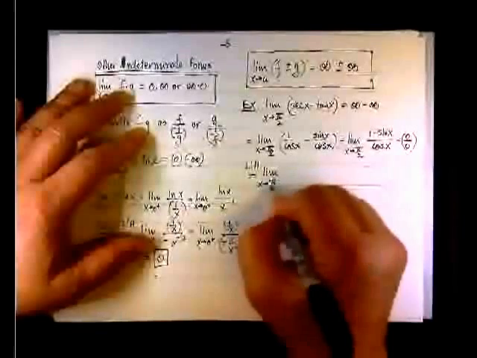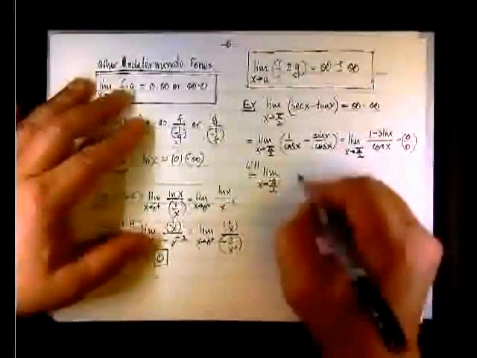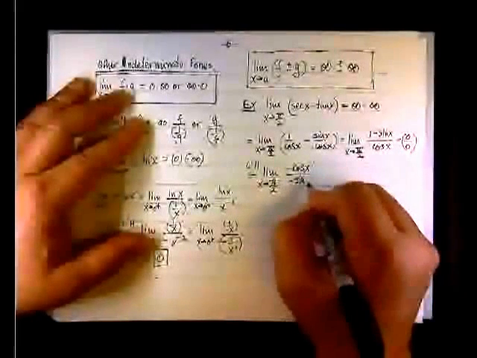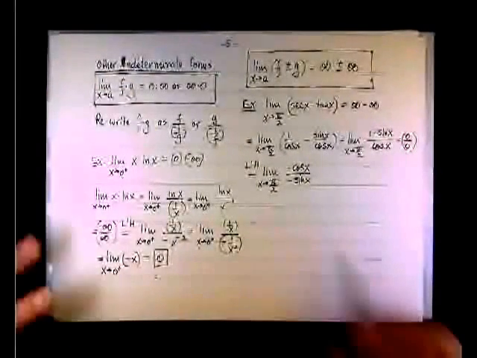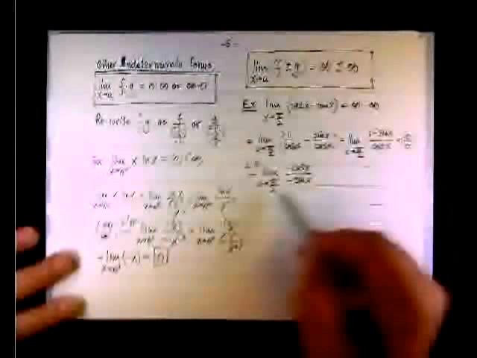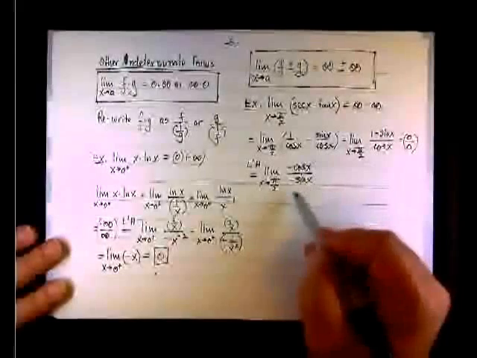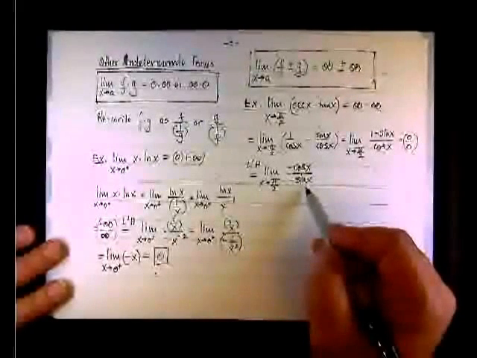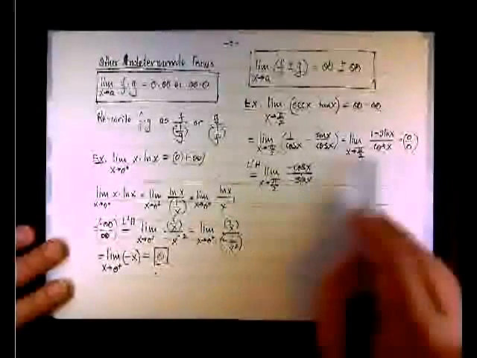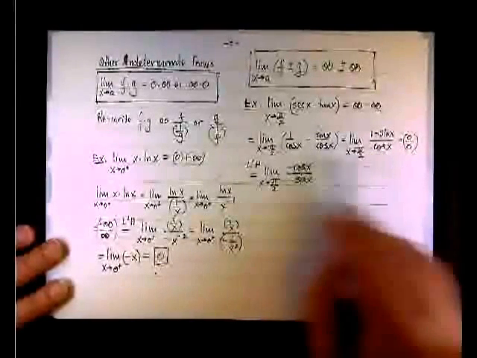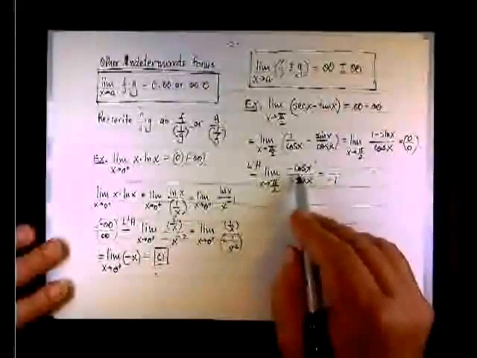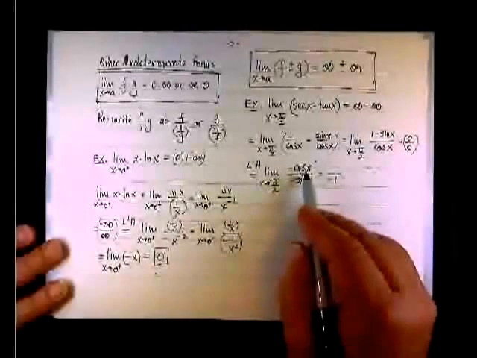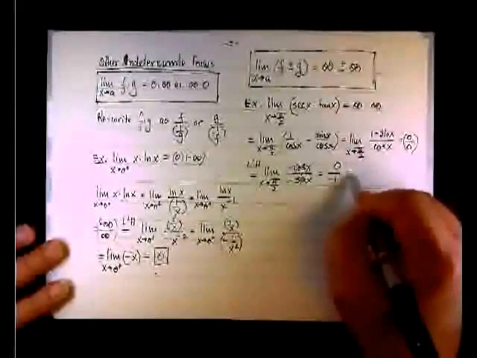Therefore, we take the ratio of the derivatives. The derivative of 1 minus sine x is negative cosine x. And the derivative of cosine x is negative sine x. And let's see what happened here. The denominator is negative 1 because sine of pi over 2 is 1, so negative sine is negative 1. Okay, so we have negative 1 here, and the numerator, negative cosine of pi over 2, is 0. So the result is 0.